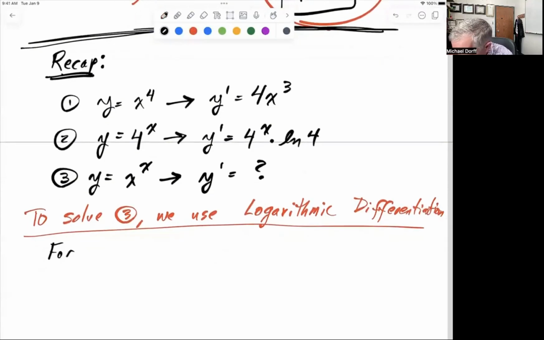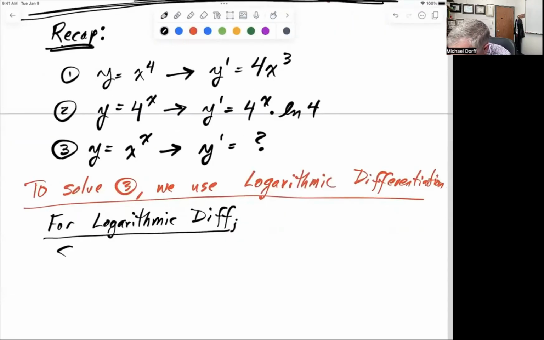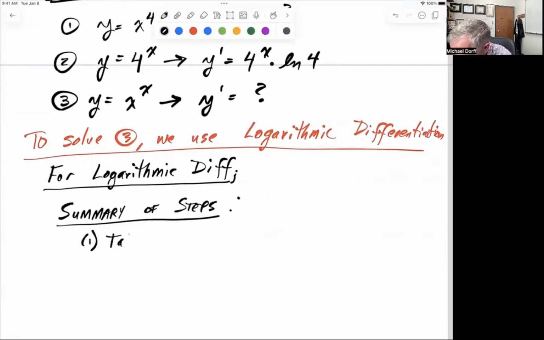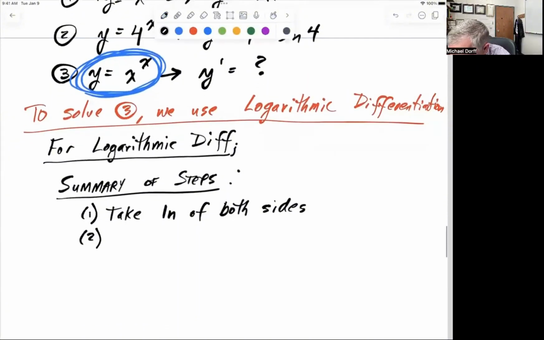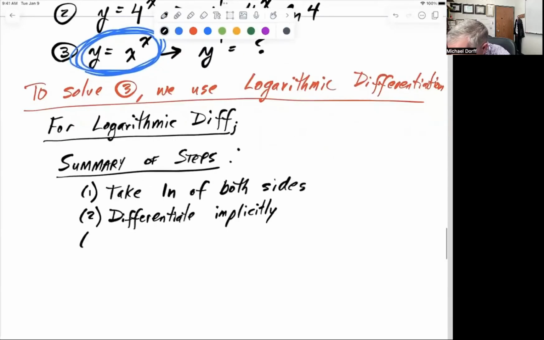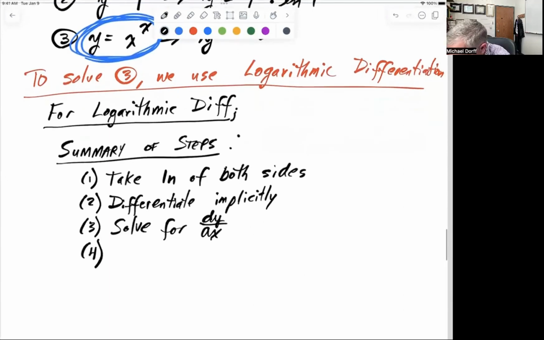And for logarithmic differentiation, there are some steps. Let me just write those steps out. Summary of steps. The first step is you take ln of both sides. In this case, what we're looking at is something like this blue circled one here, where the variable is both in the base and in the exponent. So first thing I do is I take ln of both sides, and I differentiate implicitly, and then I solve for dy/dx. And then the fourth thing is I make sure the answer has no y terms.